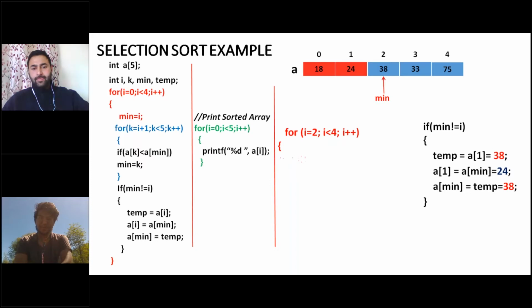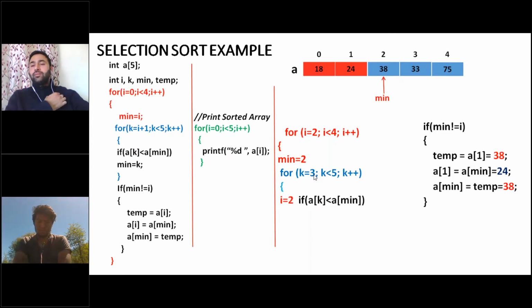Okay, and then minimum will be set to 2. A loop will start for k equal to I plus 1. You can see here in this coding also, it has been written k equal to I plus 1. So k is set to 3. Now next, you have to find the minimum element among these 3 elements. Okay, so the next 3 elements will be checked, and here there will be only 2 comparisons. First comparison will be these 2 elements and then these 2 elements.